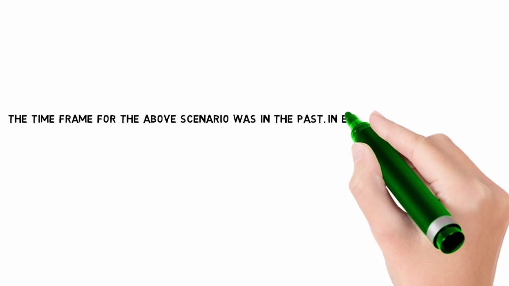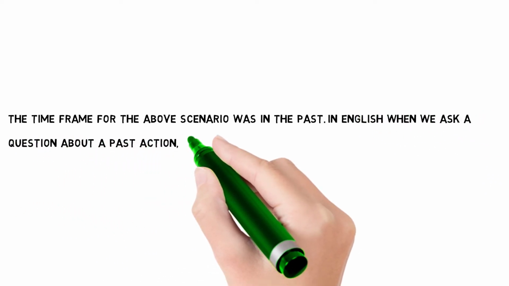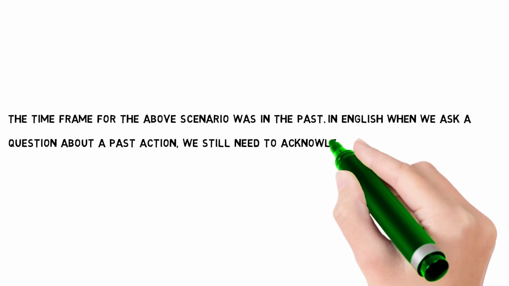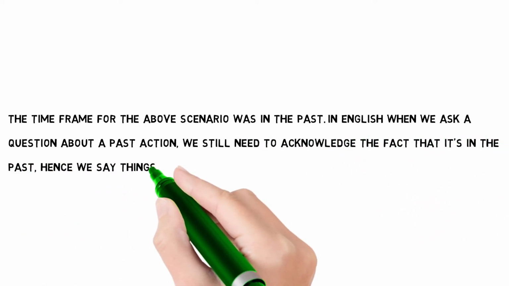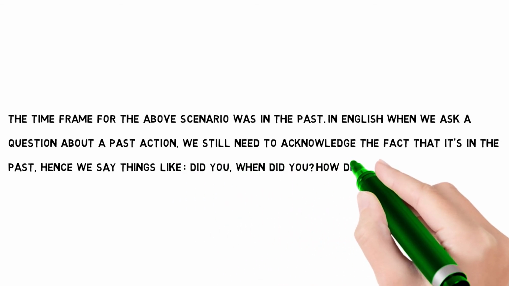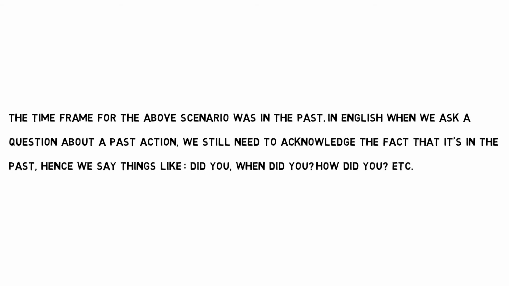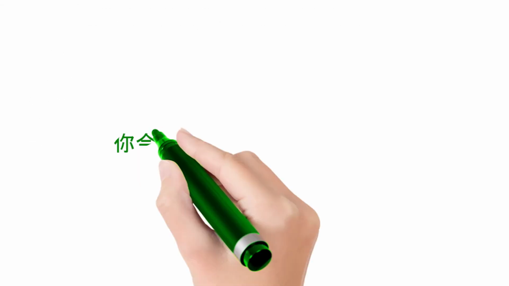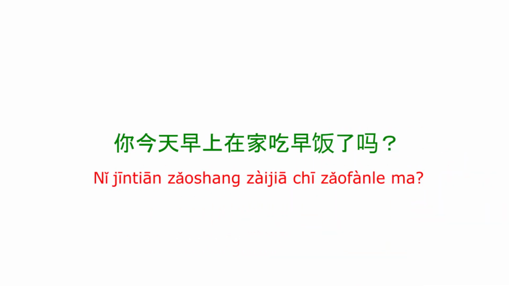In English, when we ask a question about a past action, we still need to acknowledge the fact that it's in the past. Hence, we say things like, did you? When did you? How did you? Etc. Well, Chinese is a lot more relaxed when it comes to this. Audrey asked me the first question, 你今天早上在家吃早饭了吗? This question used 了, which established that the time frame was in the past.